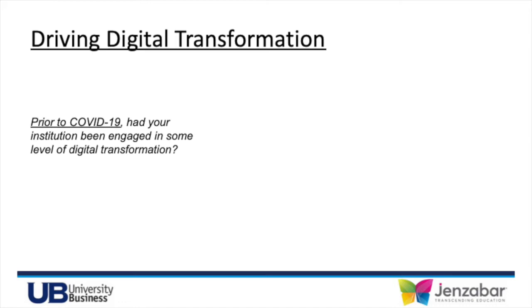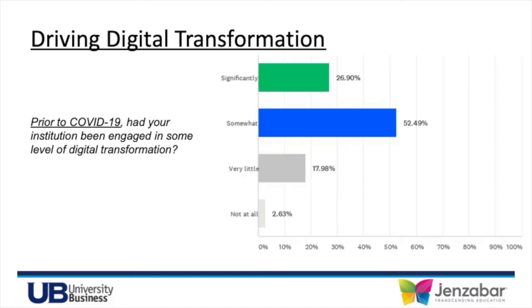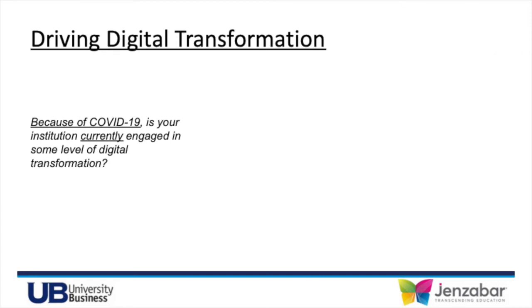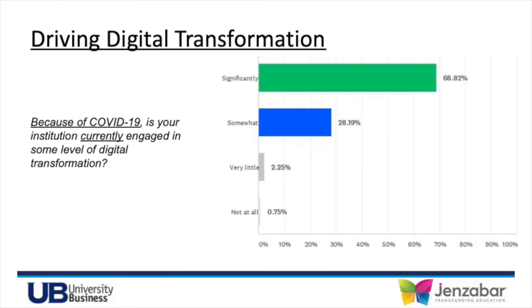So the first overarching question asked, prior to COVID, had your institution been engaged in some level of digital transformation. And rather than just a yes or no, we had significantly, somewhat, very little, or not at all. So you have a little over a quarter saying significantly, a little over half saying somewhat, and then some saying very little, and just a couple saying not at all. Okay, that sets the scene. And then a follow-up. Now, because of COVID, is your institution currently engaged in some level? And here's what they said.